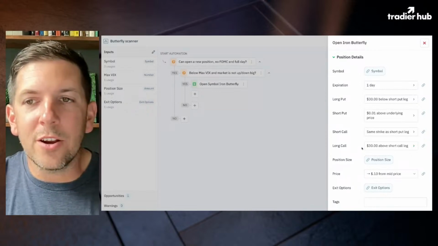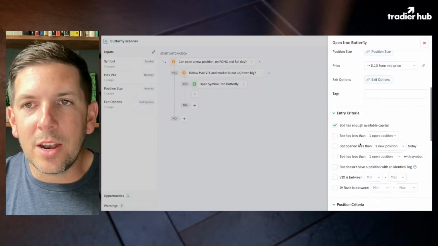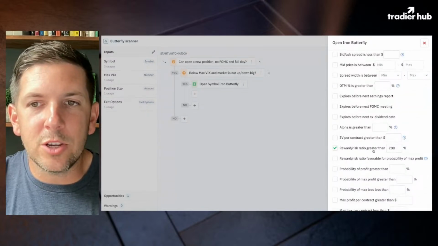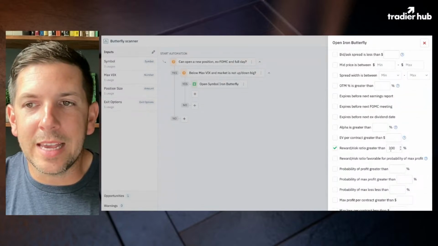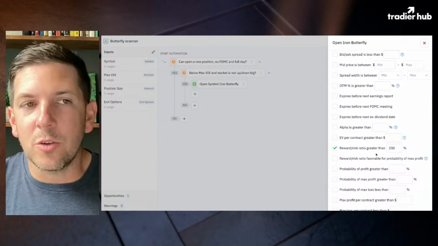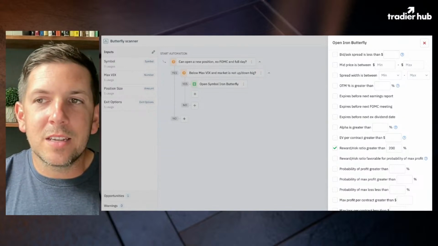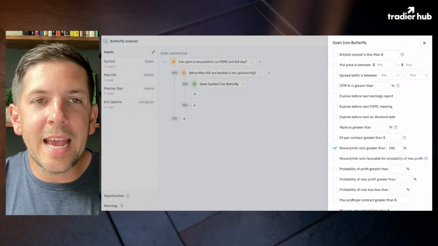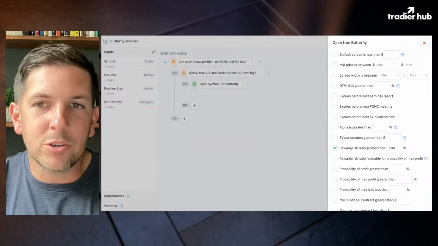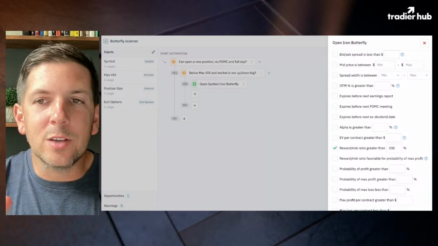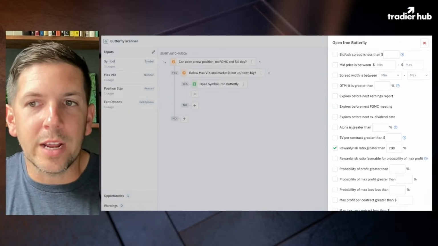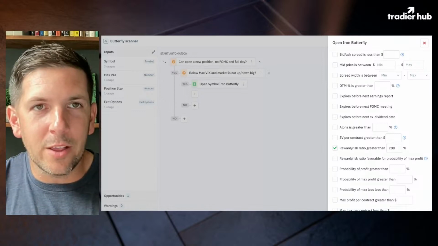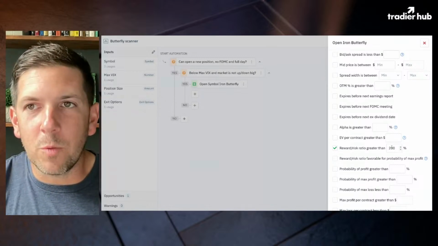Now, the key here is that we're going to go down here in our position criteria, and we're going to ensure that the reward risk ratio that we're going to get is over 200%. So if we find a trade that's $30 on either side, but the premium we're collecting is only $10, well, that doesn't satisfy what we're trying to get after. We're trying to get a $20 range for the next morning, and so we need a premium that encapsulates that $20 range. And this is one way that you can do it.